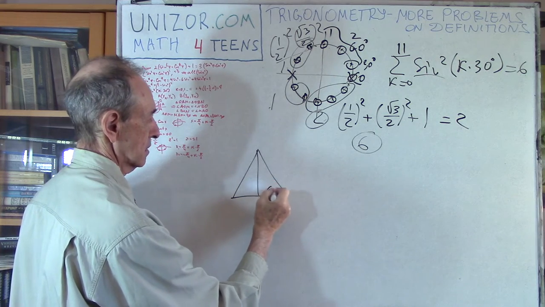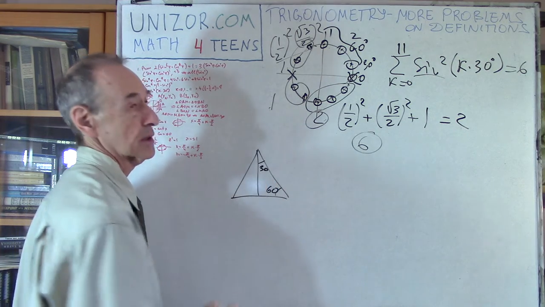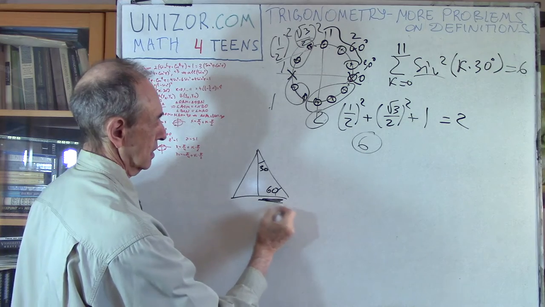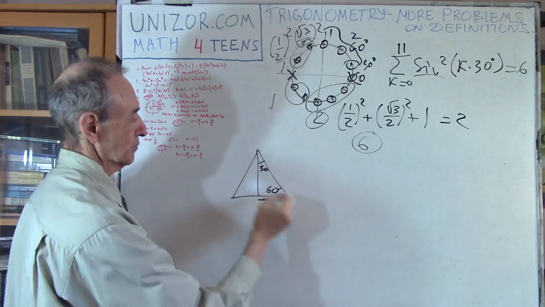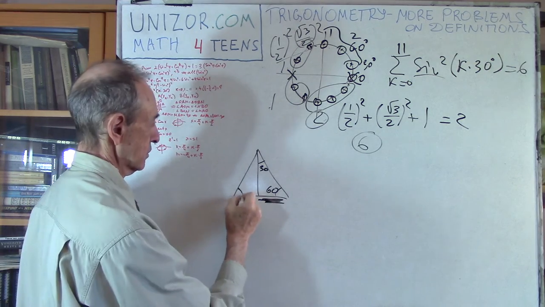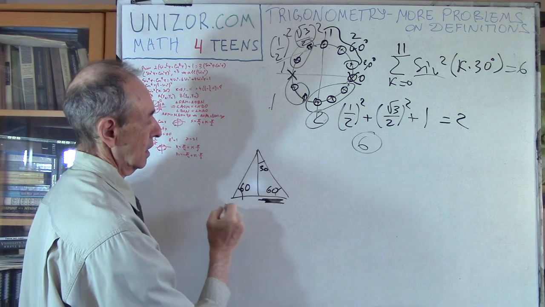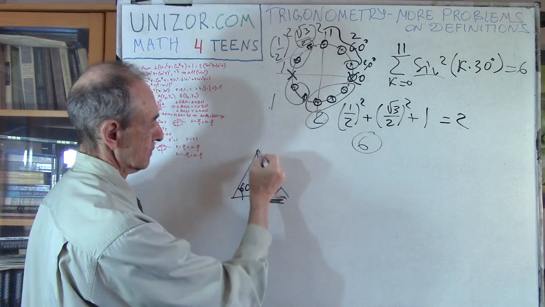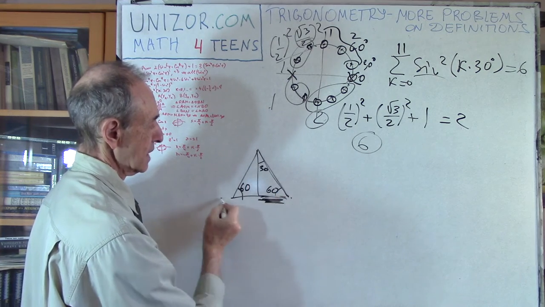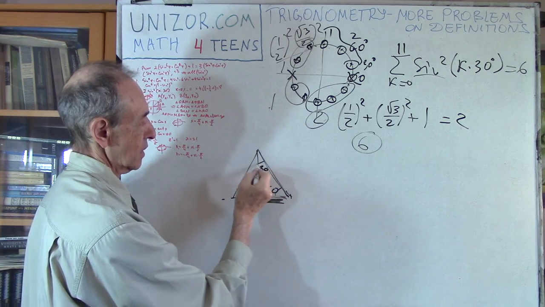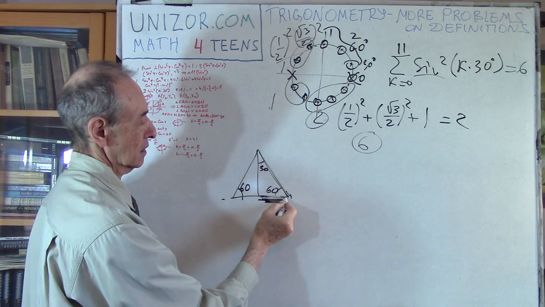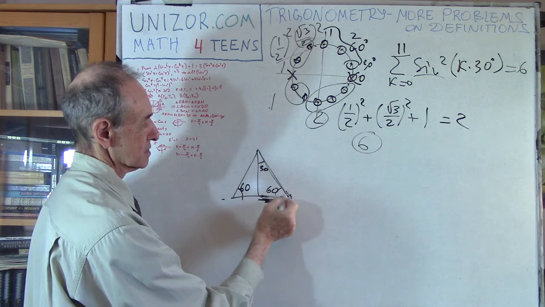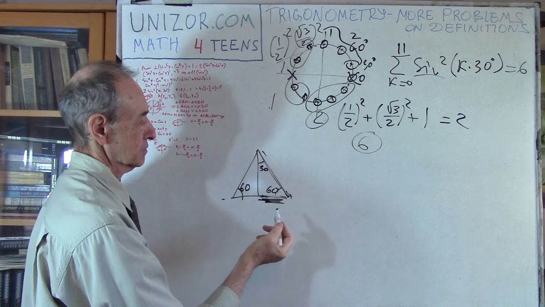Because 30 degrees is this. This is 60 and this is 30, right? So this is an equilateral triangle, so this is also 60. And this particular piece is half of this, right? This is half of the side, this is the whole side. So that's why the sine, which is the ratio between this and this, is 1/2.